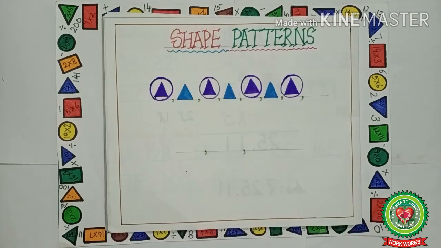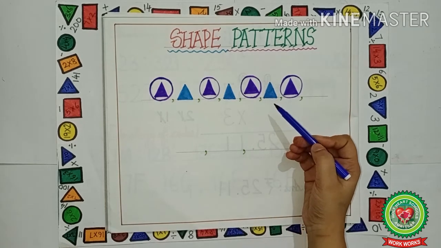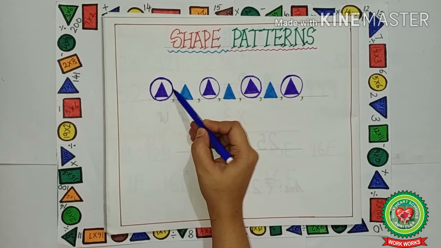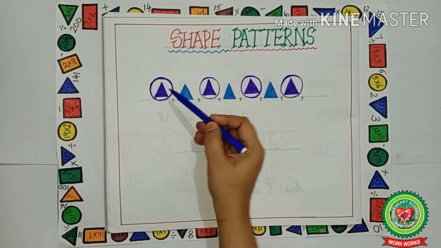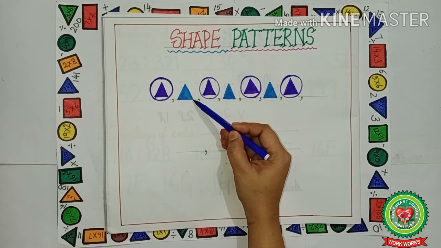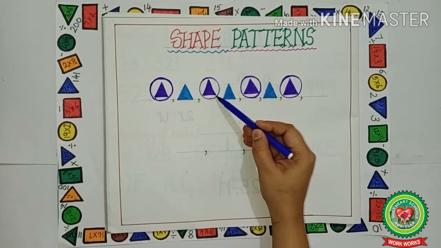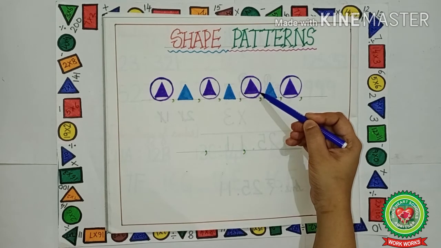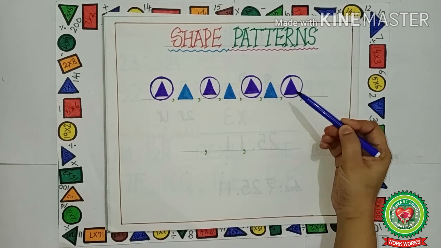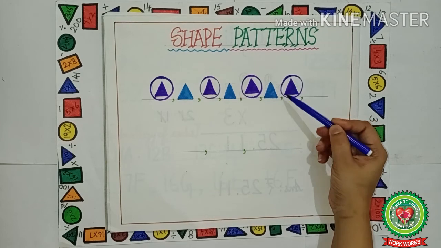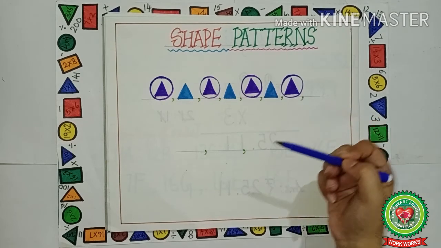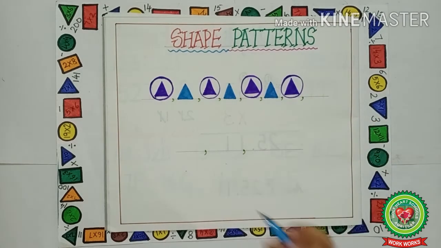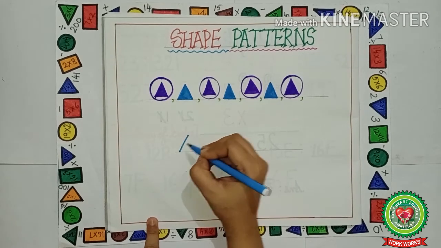Let us now take one example of shape patterns. Now, can you see the shapes over here? One triangle is there inside a circle. Then again one triangle is there. Again a triangle inside the circle. Again triangle inside the circle. Again triangle and again triangle inside the circle. So what will be the next one? It will be a simple triangle.